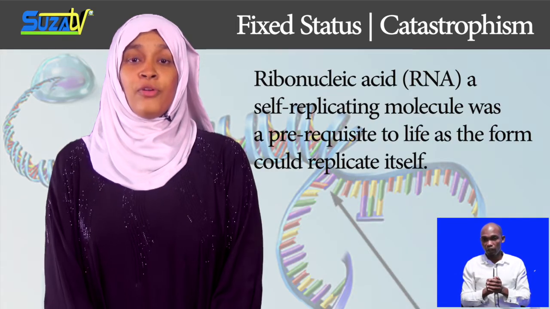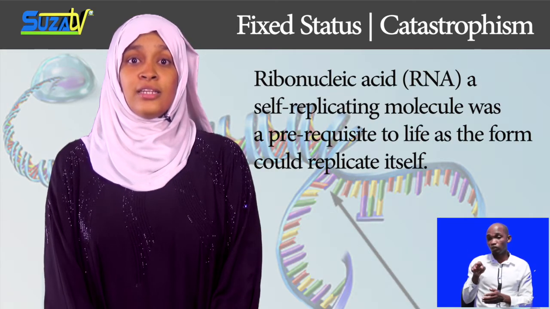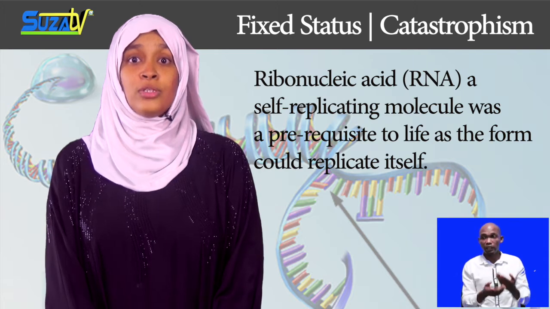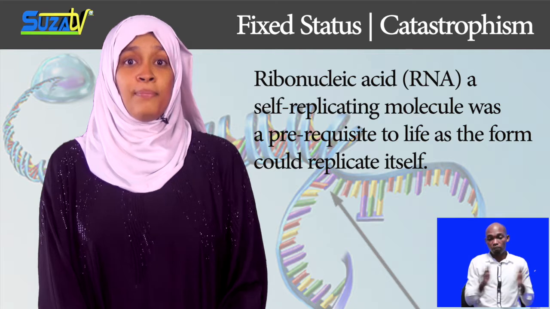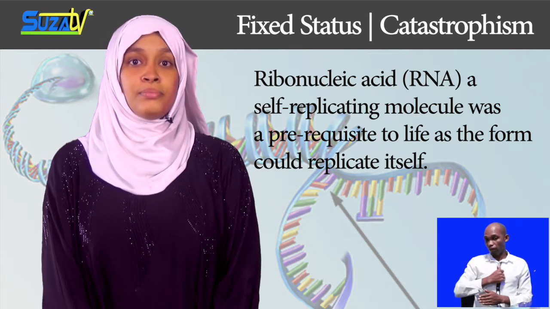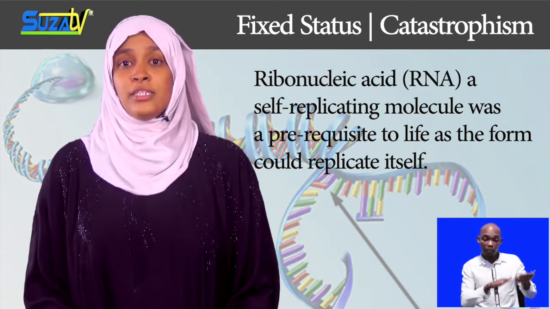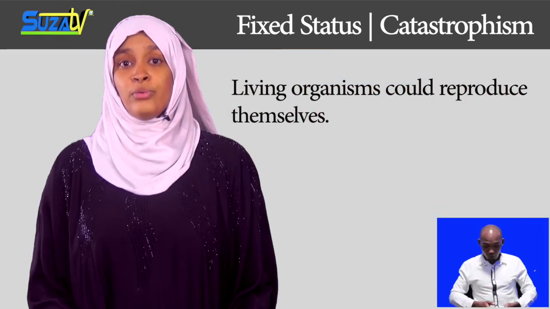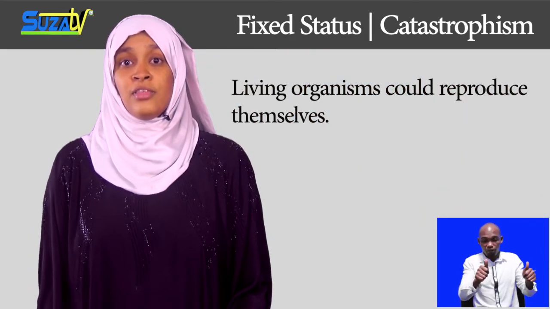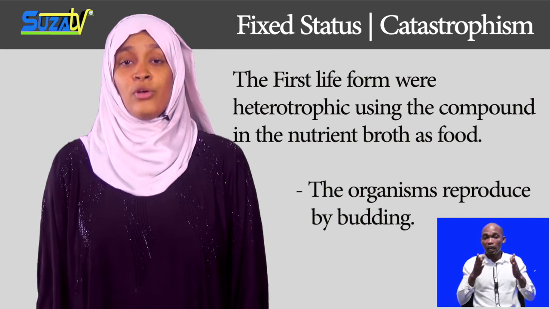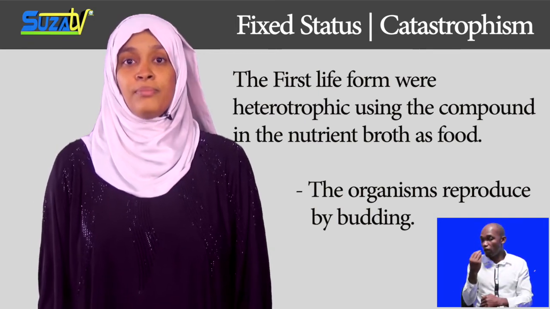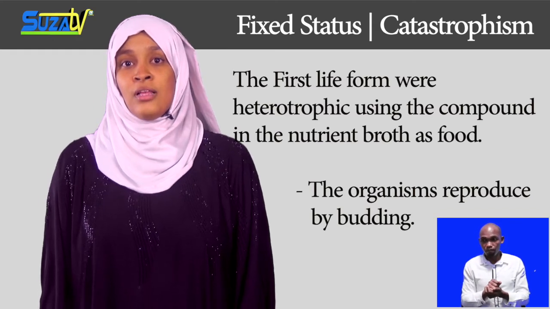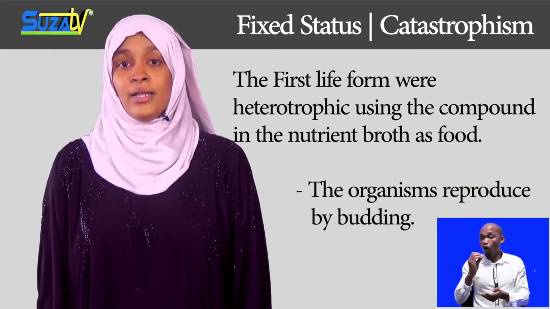The formation of ribonucleic acid, RNA, a self-replicating molecule, was a prerequisite to life, as the molecule could replicate itself. Living organisms could reproduce themselves. The first life forms were heterotrophic, using the compounds in the nutrient broth as food. The organisms reproduced by budding.